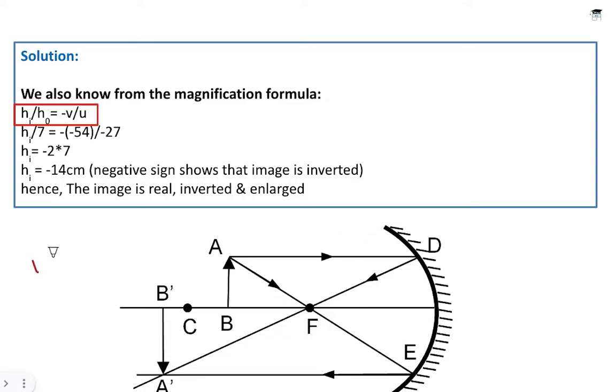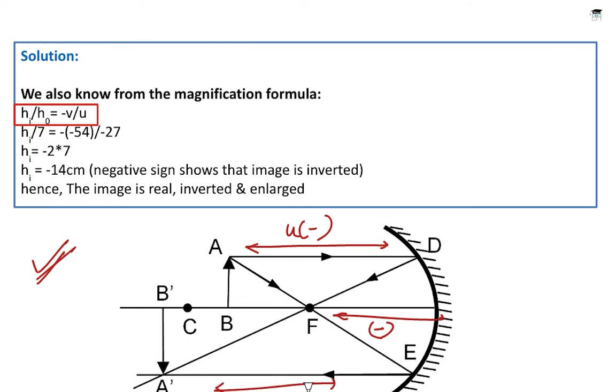Next, it is also important for you to draw the image of the question that is given to you, even if it is not asked in the question, because it helps you to understand the question. Like, look here, we are given the object, we have drawn the object AB. It is on the left side of the mirror, so we know that u is going to be negative. Now the focus is also on the left side of the mirror, and we know that the focal length is also going to be negative. Now the image is also formed on the left side of the mirror. That means v is also going to be negative.